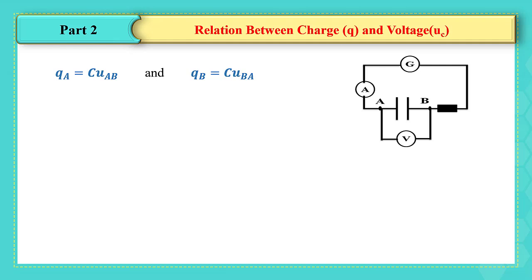QB is equal to C UBA. The charge at the plate A is equal to the capacitance of the capacitor multiplied by the voltage or the potential difference UAB. The charge on the plate B is equal to the capacitance multiplied by the potential difference or the voltage UBA. Notice if I'm talking about QA, then I have to start with A for U. And if I'm talking about QB, I have to start with B for U. Remember that UAB is equal to minus UBA, then we will get QA is equal to minus QB.